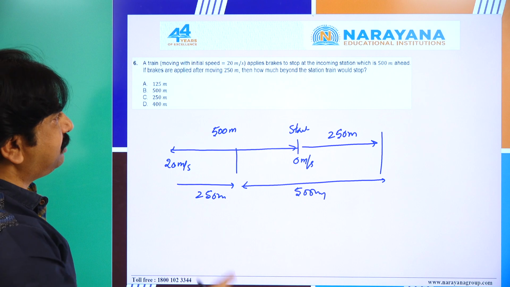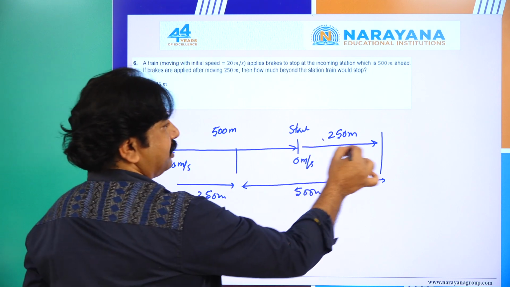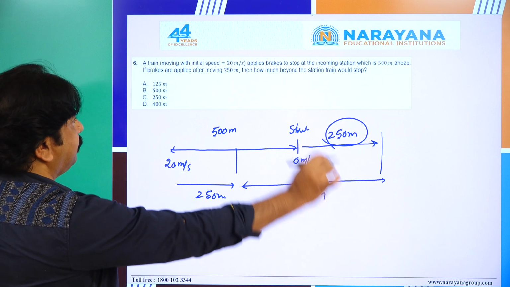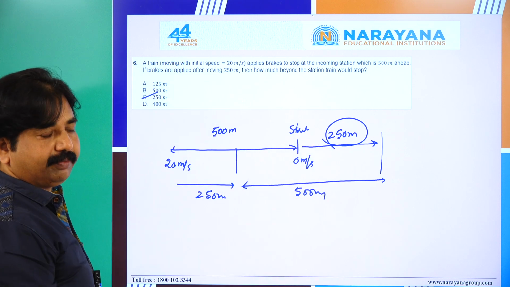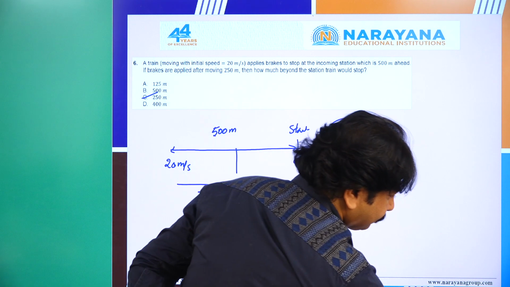Then how much beyond the station would the train stop? So this is nothing but what is the value? This is 250 meters only. We can take that as 250 meters. Next one. We are going to the next question.